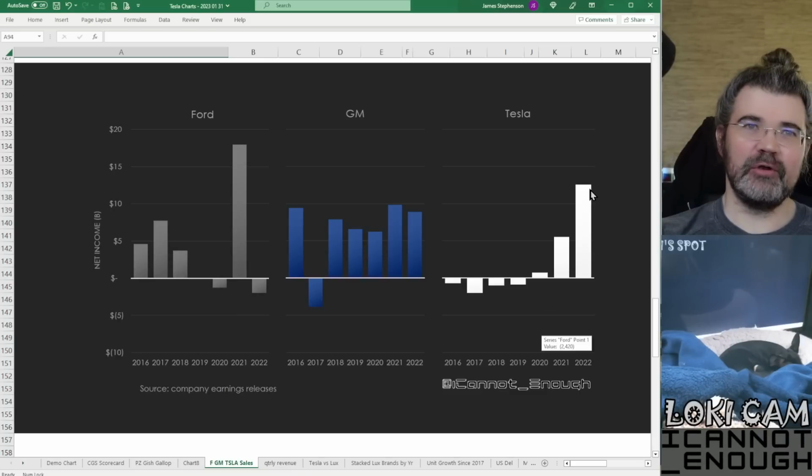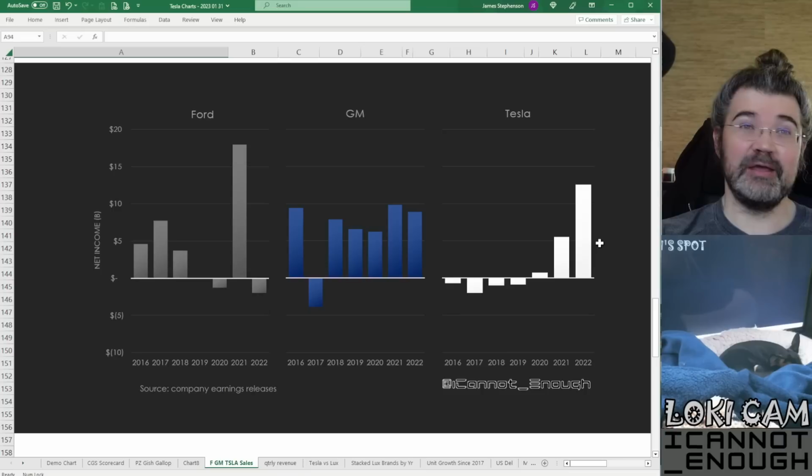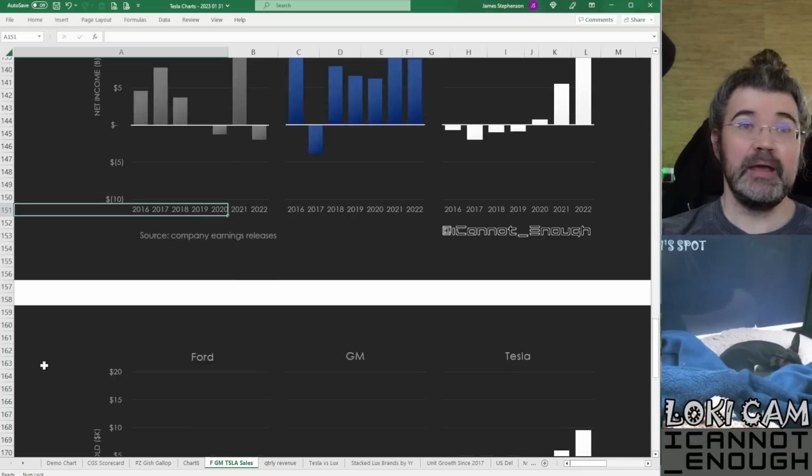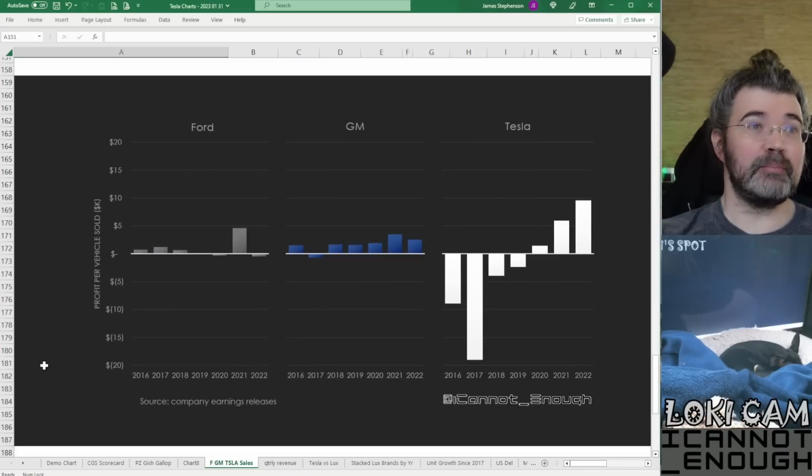This trend is extremely bullish for Tesla. If this $7 billion per year worth of GAAP net income sustains, they're going to be making Ford and GM look really foolish really soon. And if we look at that profit on a per vehicle basis, here's what that chart looks like.